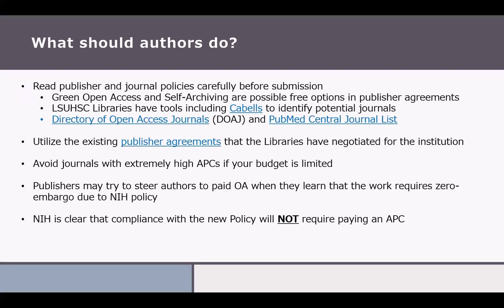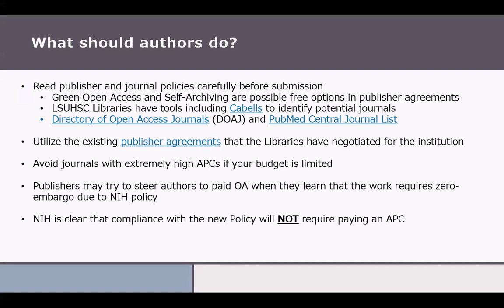Matt mentioned earlier in the presentation that this new policy creates a higher threshold for authors regarding planning and judicious journal selection to ensure compliance, and this is where some of that additional work will be required. So when reviewing publisher agreements, some key terms to look for are things like green open access and self-archiving, as these are typically the cost-free models.